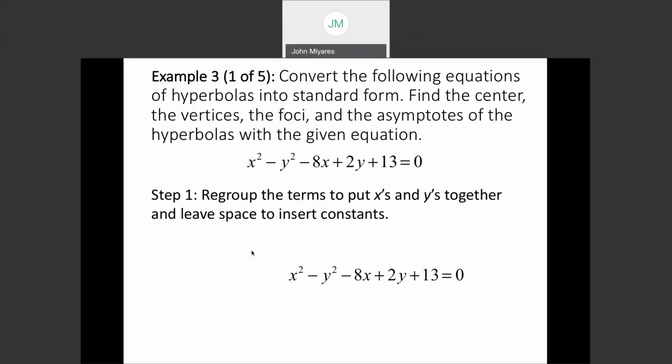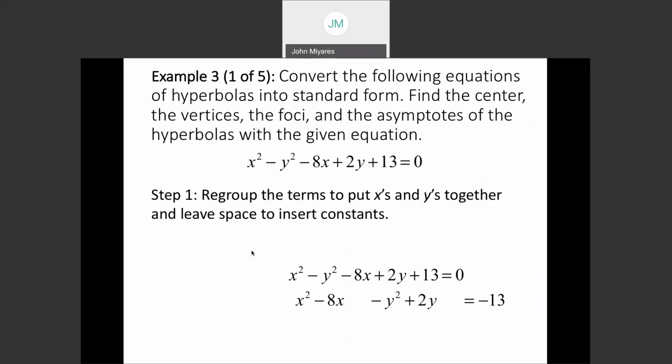So if this is our equation, x squared minus y squared minus 8x plus 2y plus 13, we're going to move those two middle terms around so it looks like x squared minus 8x plus, minus y squared plus 2y equals -13 after we move the plus 13 to the other side of the equation.